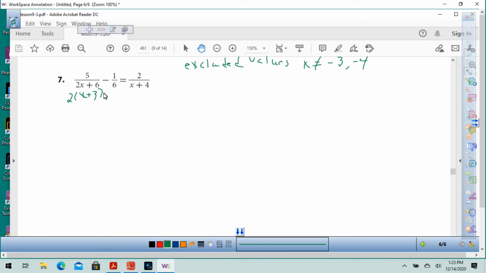So what are my factors? I got a few more factors this time, so I'm going to have to write these out. I got 2, I got x plus 3, and this is 6, which is 2 times 3. And this is just x plus 4. So my least common denominator, let's see, that's going to be 2 times 3 times x plus 3 times x plus 4.